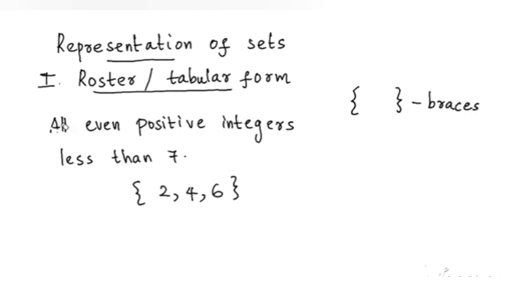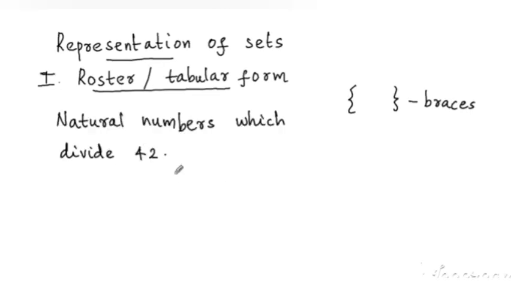Now let's look at the second problem. Suppose you have to list the natural numbers which divide 42. The numbers which divide 42 are 1, 2, 3, 6, 7, 14, 21, 42. These are the natural numbers which divide 42. Then you have to write them inside the braces. This is the method.